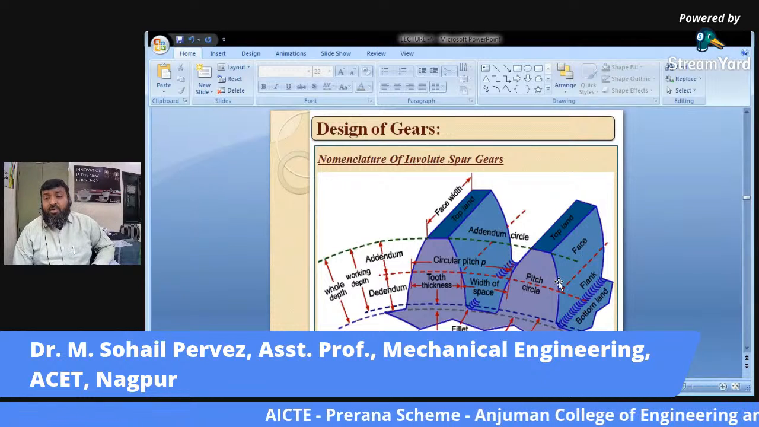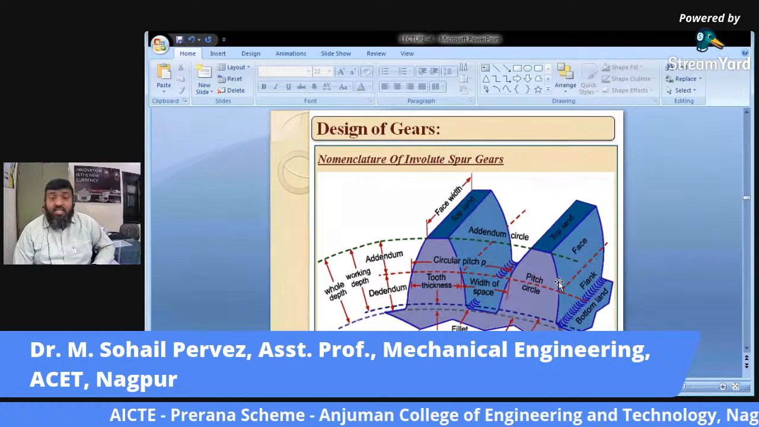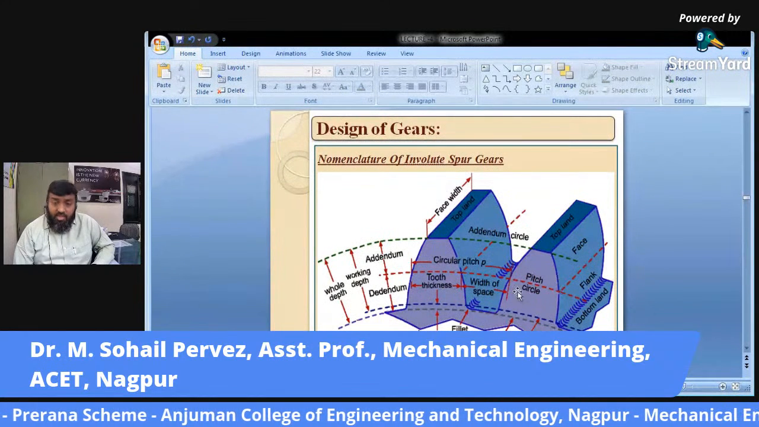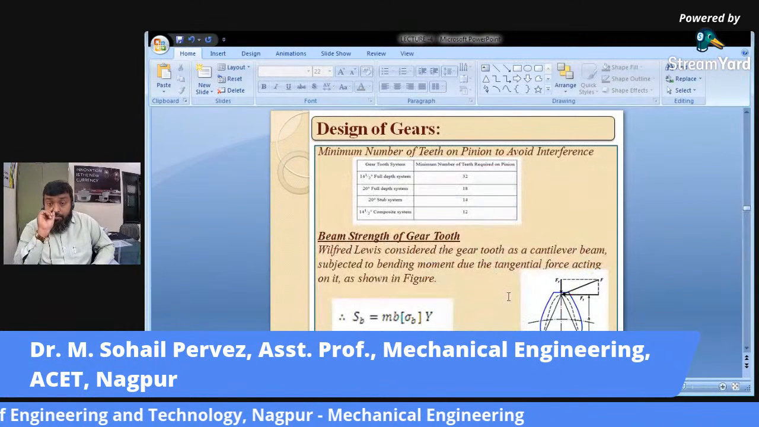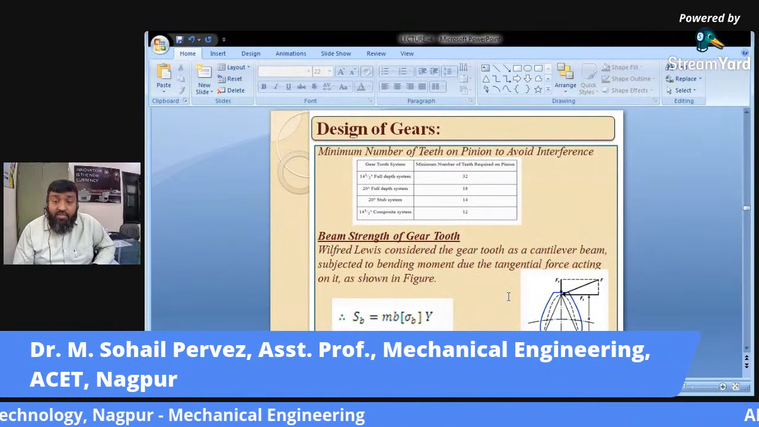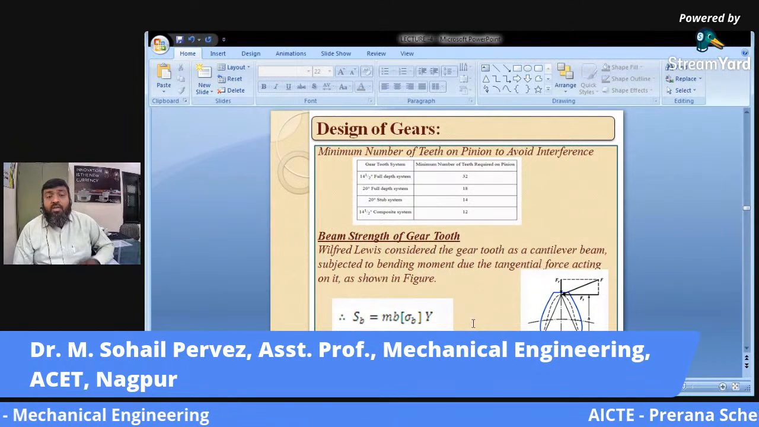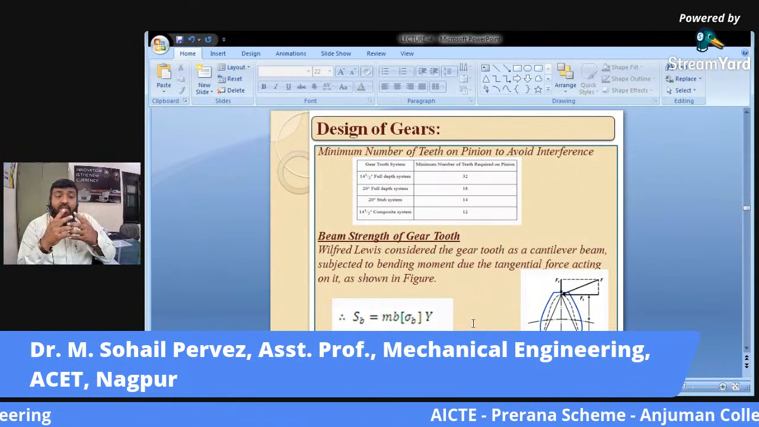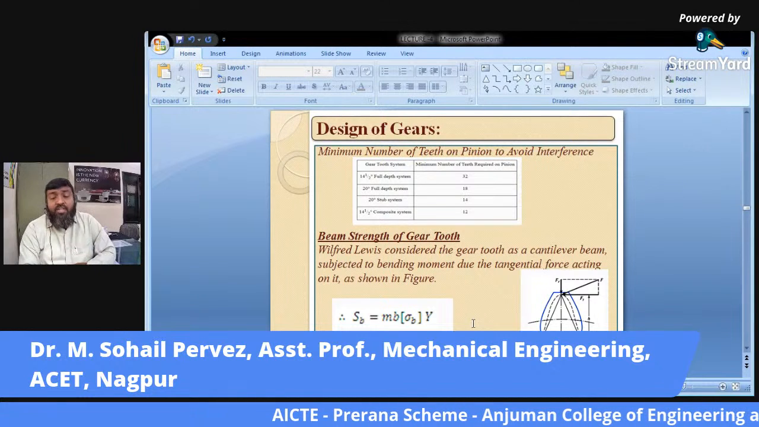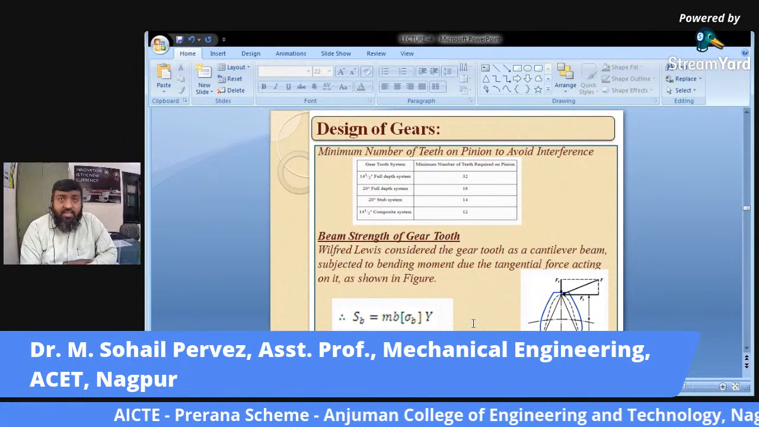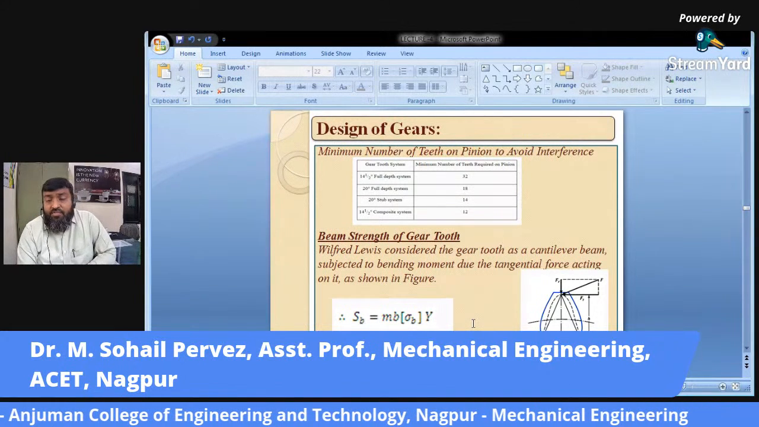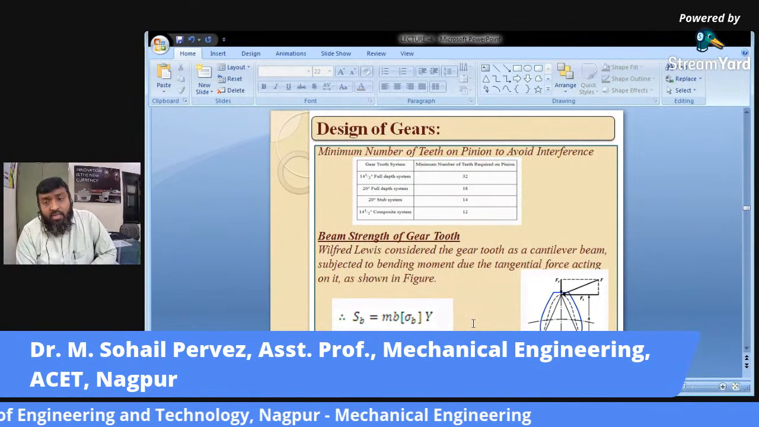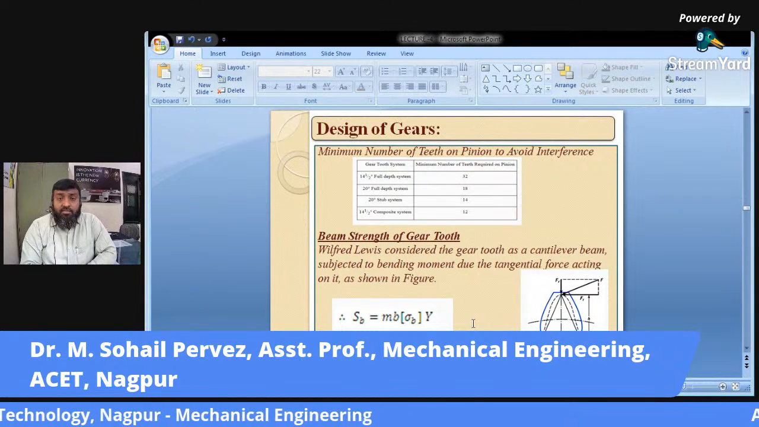Since it was very difficult to describe the entire design procedure, I'll try to brief it up. So this is the minimum number of teeth on the pinion to avoid interference. Now, how does interference occur? When we go for the profile cutting of the gear tooth, please listen carefully, either cycloidal or involute profile can be cut.